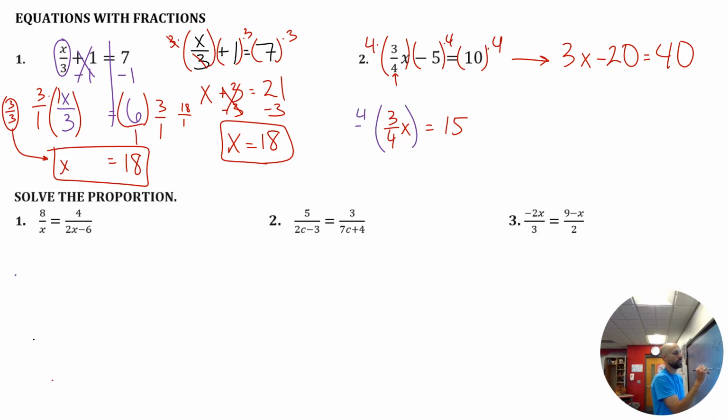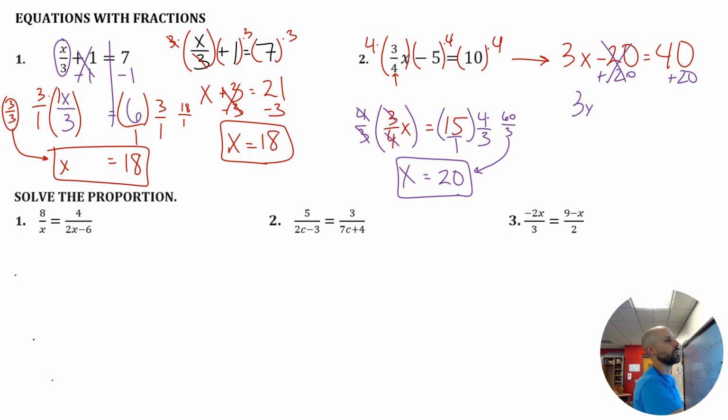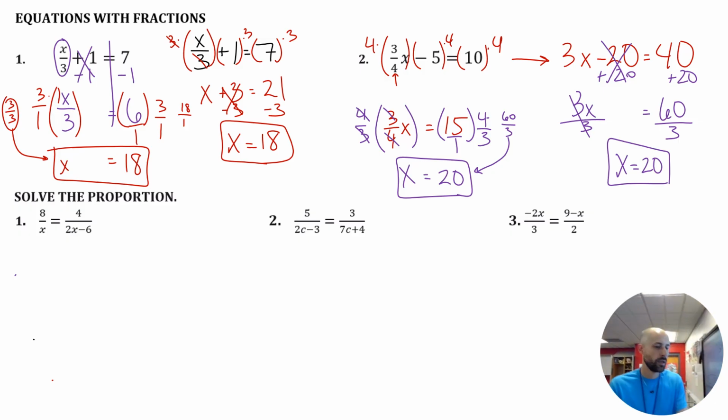In this case, continuing by multiplying by the reciprocal. So again, my 4 over 4 cancels out, 3 over 3 cancels out. I'm just left with x equals 15 times 4 is 60, 1 times 3 is 3, 60 divided by 3 is 20. So I should get 20 over here as well. If I add 20 to both sides, 3x equals 60, divided by 3, x equals 20. Different ways to do the same question.